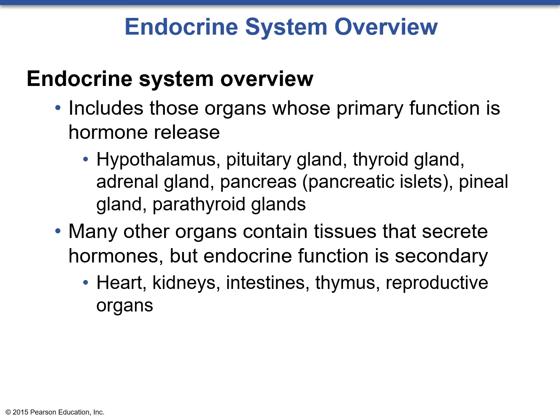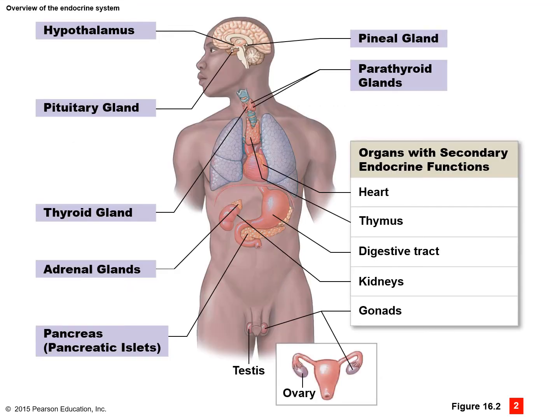There are many other tissues in the body that secrete hormones, but endocrine function is secondary. Examples of these would, of course, be heart, kidneys, your intestines, the thymus, and reproductive organs. We will briefly talk about the reproductive organs in this lecture series, but only in the case of their endocrine function. The others we will actually not be focusing on in this lecture, but we'll mention when they're brought up in later lectures. So this is a diagram overview of the major endocrine glands in the body.